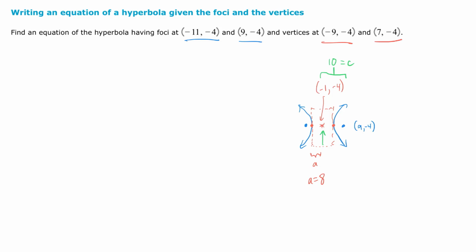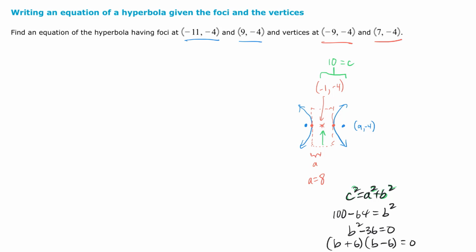Now we know the relationship in a hyperbola is C squared is equal to A squared plus B squared. So we could solve for B this way. So this is 100 minus 64 is equal to B squared. B squared minus 36 is equal to 0. B plus 6 and B minus 6 is equal to 0.